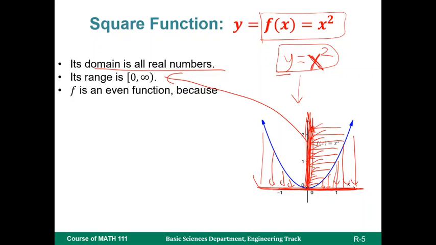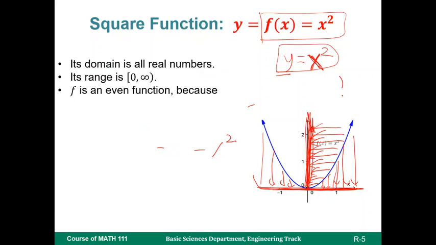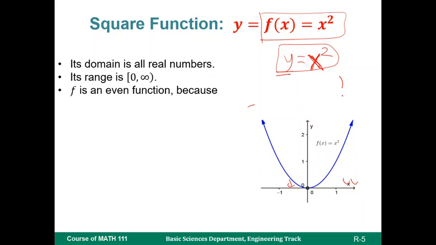And it's an even function. We can verify this. Look at this one, f of x equals x squared. And f of minus x is (minus x) squared. This becomes x squared. When we take the square of the negative sign, it will be positive. So they are the same. That means f is even. Okay, this was the verification of it. And if it's an even function, its graph will be symmetric with respect to the y-axis. As you see, it's symmetric with respect to the y-axis.